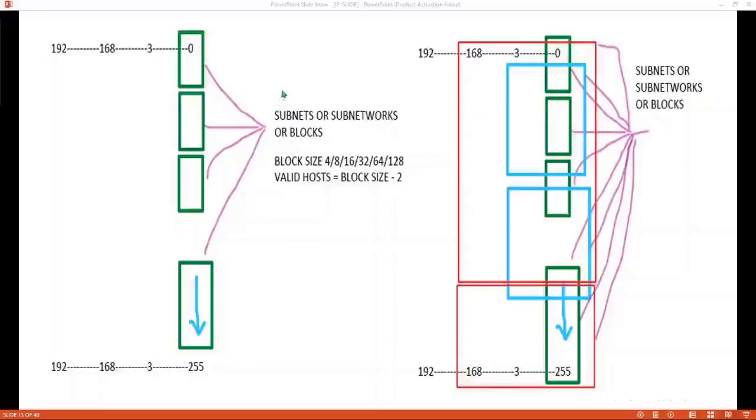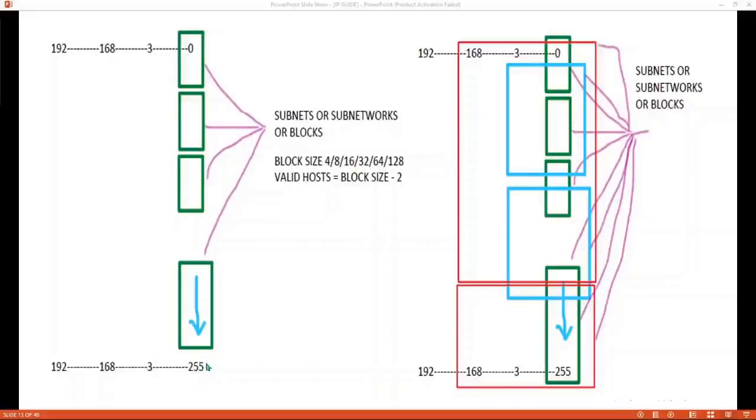From 192.168.3.0 to 3.255, you can simply group it into blocks. So you can group 192.168.3.0 to 192.168.3.255 by dividing it into 4 groups. For example, 0 to 63. Then another group for 64 to 127. Then another group for 128 to 191. Then from 192 to 255.